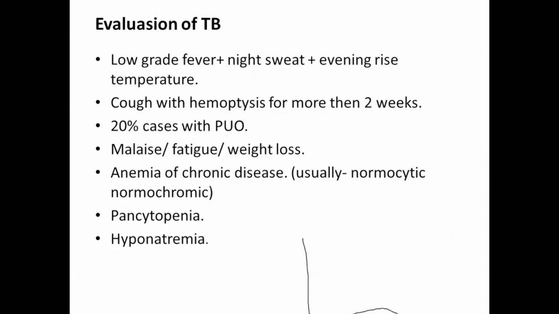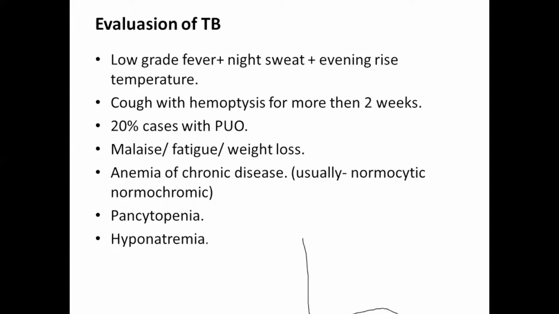There is no specific symptomatic criterion by which we can diagnose TB clinically or radiographically. These are some symptoms with which we can suspect TB. A patient with a low-grade fever, night sweats, and an evening rise in temperature can have TB. Cough with hemoptysis for more than 2 weeks. PUO, in 20% of cases, can be tuberculosis. Malaise, fatigue, weight loss can be tuberculosis.